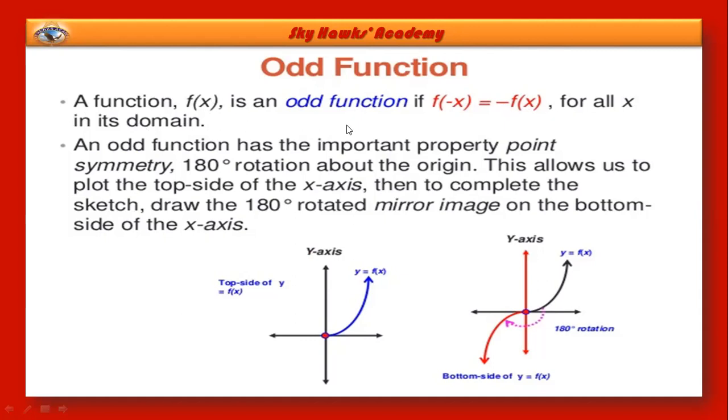Whatsoever the number you are selecting from the domain, for each and every member of the domain, you are getting the same result: if you are putting the negative value in the variable, you are getting minus of that function, the negative function. So an odd function has the important property of point symmetry. The point of symmetry in the previous case was the y-axis. Now it's a 180-degree rotation about the origin.